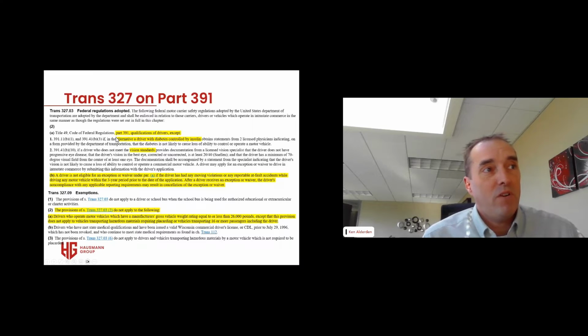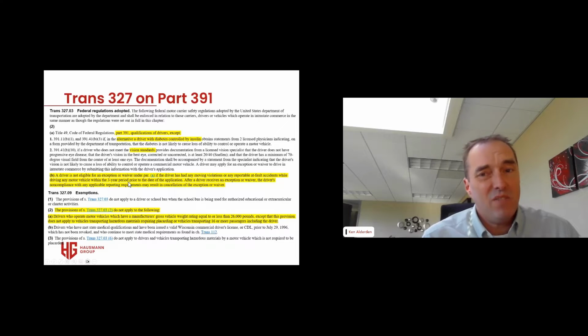Driver files are part of 391. So it's Part 391 of the federal regulations, and the state of Wisconsin through Trans 327 says that we adopt all of Part 391 with 3 exceptions, and it has to do with some of these CDL requirements. So you can have a driver that has diabetes controlled by insulin in Wisconsin. There are some vision standards, and there are some other waivers that go along with some of the at-fault accidents and things like that. So again, actually, you can't have a vision issue if you had something that popped up as an accident or a violation. That's one of the kind of weird things that the state of Wisconsin allows.